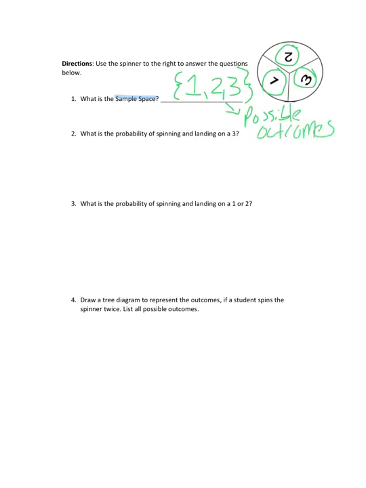Question 2 is going to ask us to find the probability of spinning and landing on a 3. And it is asking us something different than the sample space. It's not asking us what the sample space is, it's asking us what is the probability. And think back to probability: when we're finding probability, we're setting it up as favorable outcomes over total outcomes.